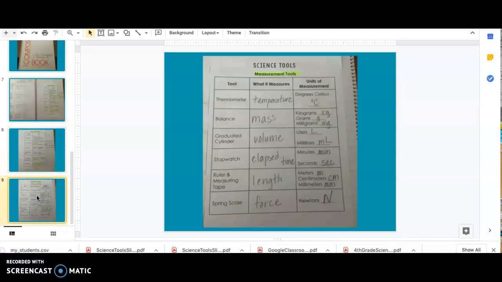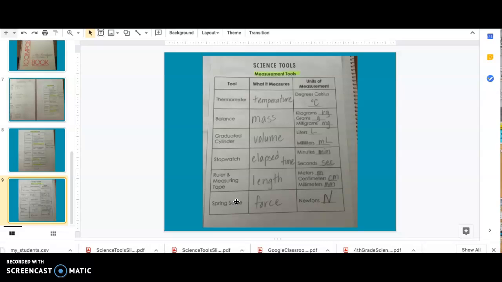Then on the next page, you're just gluing in science tools, and I highlighted the word measurement. If you don't have a highlighter, that's okay. You can underline it just so it brings it to your attention. And we will be learning about all these different types of measurements. Tomorrow we're starting with temperature, and then we will move on to mass, volume, etc. Okay? So that's what we're working on today.